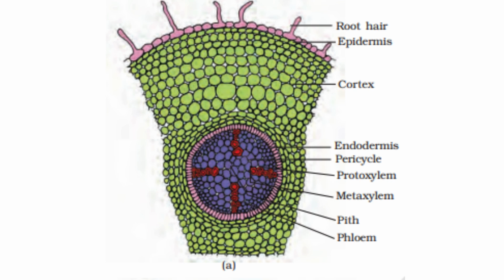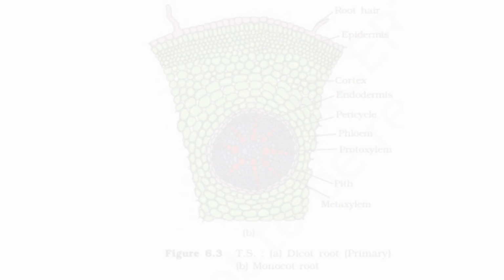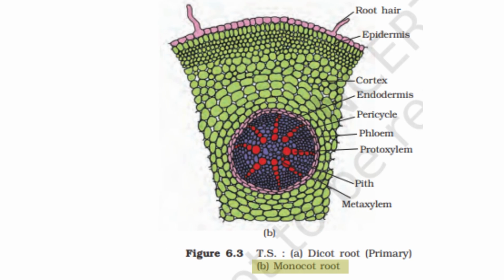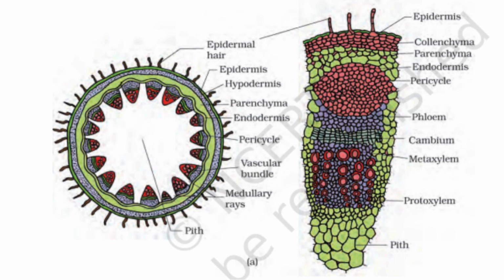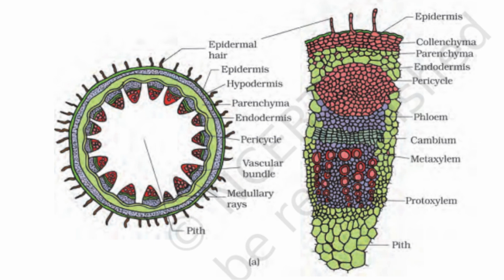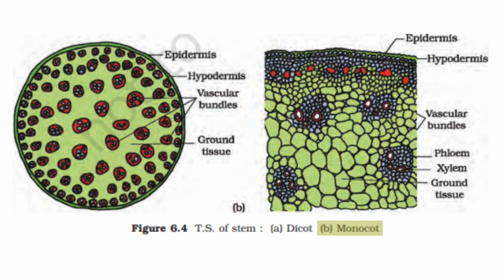Figure 6.3 TS. A. Dicot root primary. B. Monocot root. Figure 6.4 TS of stem. A. Dicot. B. Monocot.